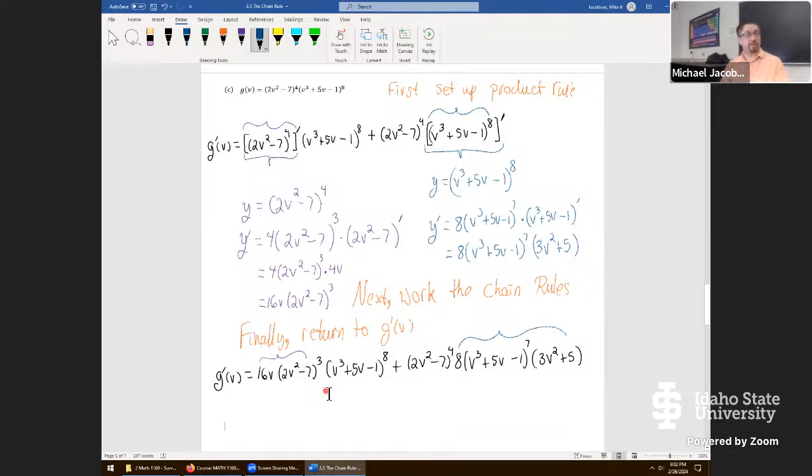If this was a real problem on a quiz, an exam, I'd be okay if you stopped at this point. But the challenge with these kinds of problems is it's not really simplified. WebAssign can complain about these sometimes. So from here on out, we're going to do algebra to simplify this as much as possible.